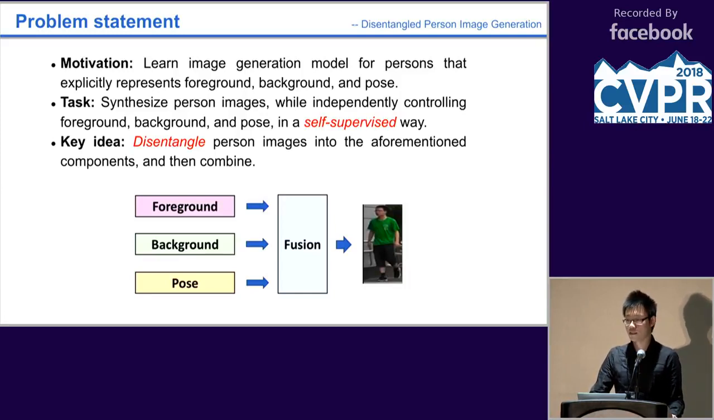How to do this? We first disentangle the person image into the three factors and then combine them together with the reconstruction pipeline.